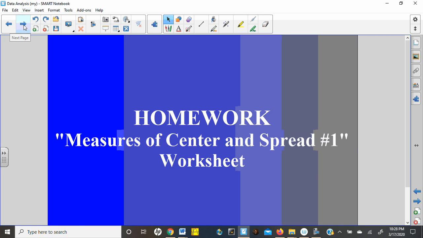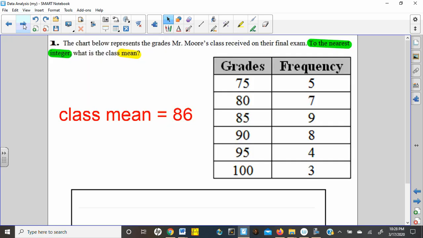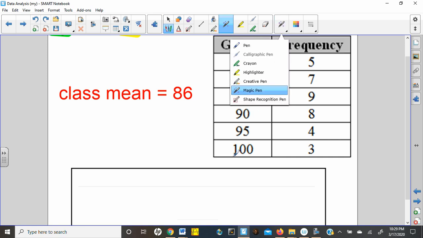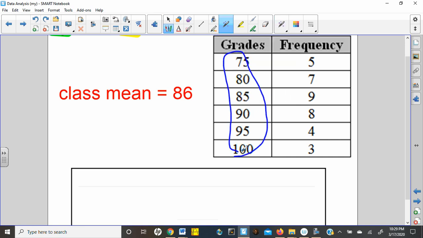Let's start with number one. They give you a frequency table with a number of scores. They ask you for the class mean to the nearest integer. Very common mistake I see on this is students will just add these up and divide by 6. Well, that's not really how many tests there were, because there were 5 of these, 7 of these, 9 of these, etc. So you do need to be careful with the frequencies.